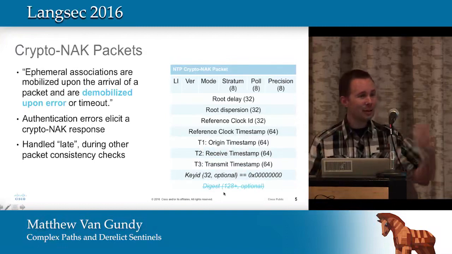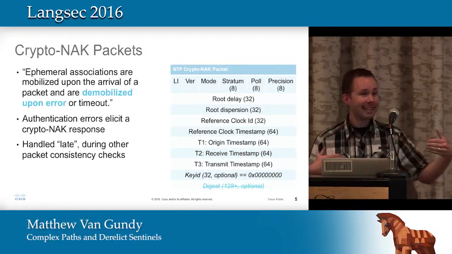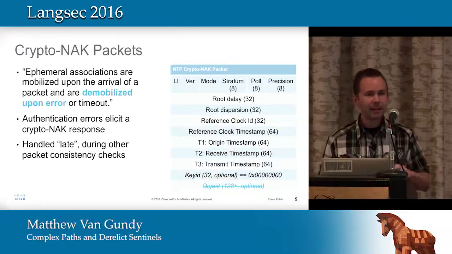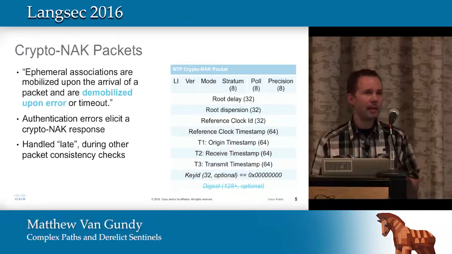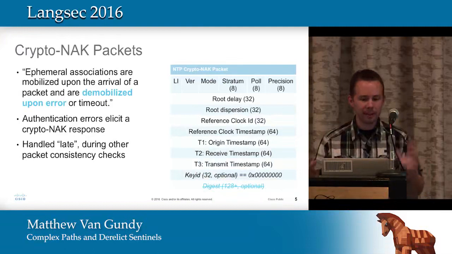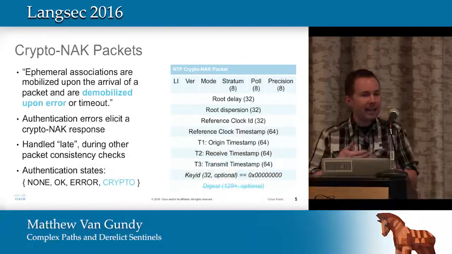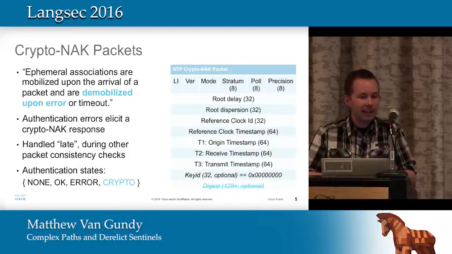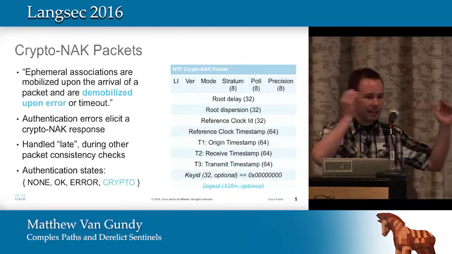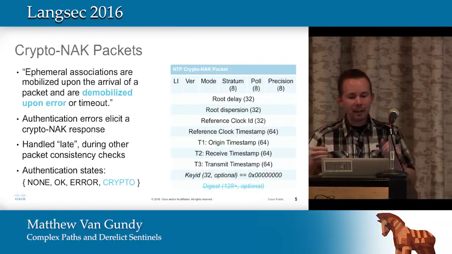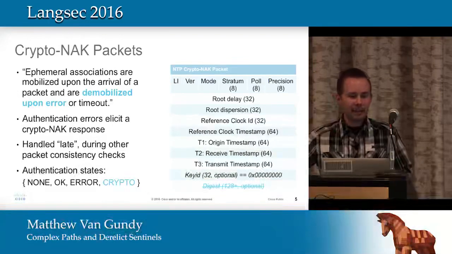It's also, as you notice, handled very late in the code, after all the other packet consistency checks. Rather than up front saying, oh, this is a crypto NAK, let's do whatever we're going to do, even though it's not authenticated, and throwing it out, the way they keep track of that is they add an additional authentication state. Instead of it's not authenticated, the authentication was OK, or there was an error, they say, well, we're going to add another state of authentication, crypto.